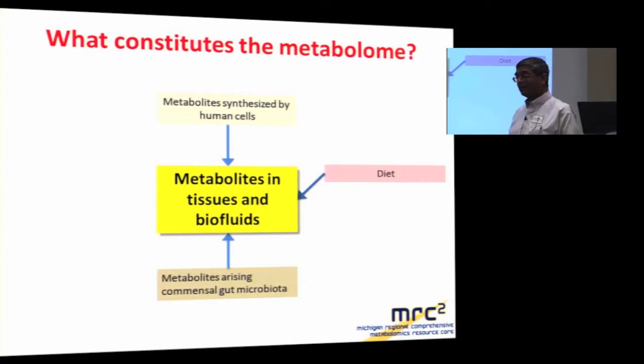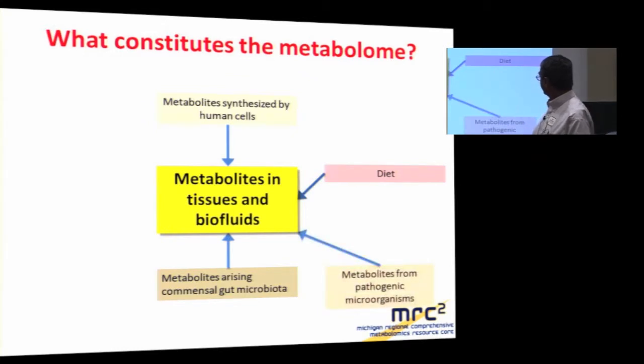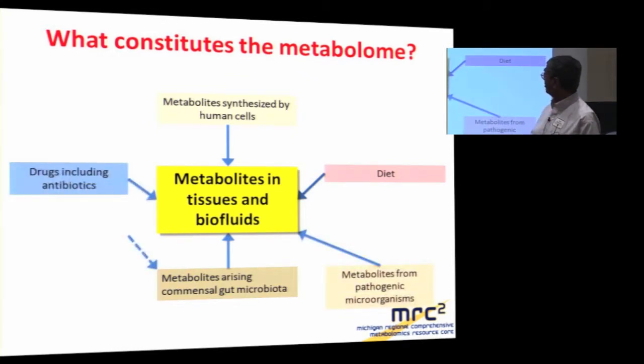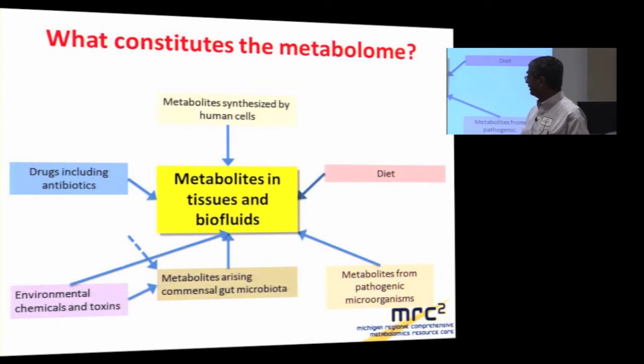Metabolites can arise from commensal gut microbiota, and I will illustrate some studies that highlight this aspect. Metabolites can arise from pathogenic microorganisms, and drugs, including antibiotics, can be in the pool. Antibiotics can also alter the microbiota, and that can have an impact on the metabolites that you see. Finally, environmental chemicals and toxins can also contribute to the metabolite pool and alter the microbiota in ways that can alter metabolism. You need to consider all of these things and the steady state between them when you try to interpret your data.